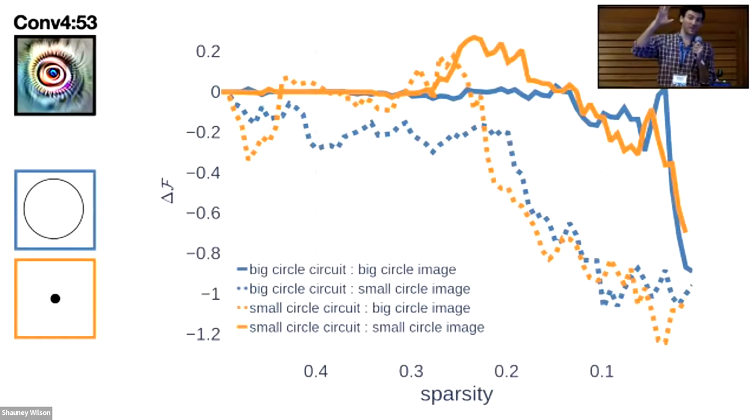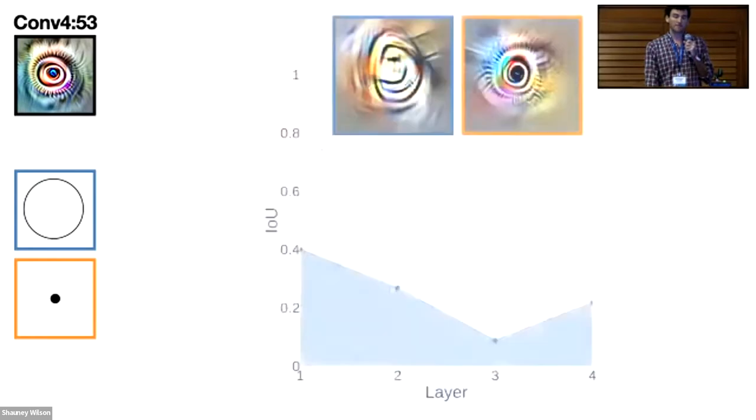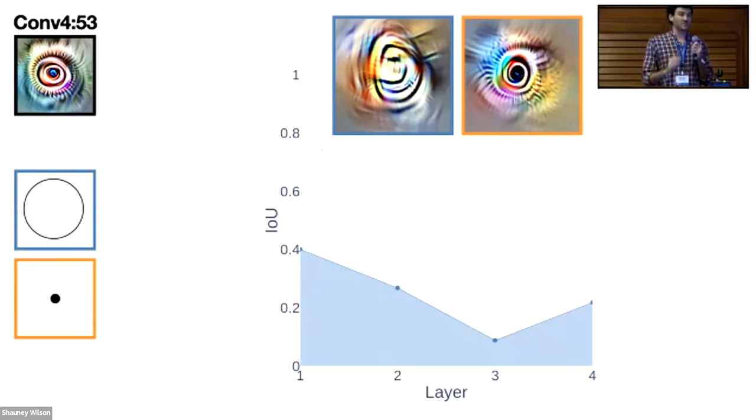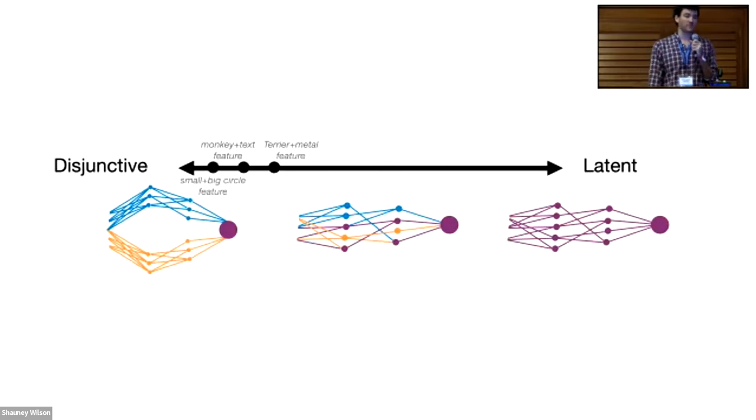If you extract a big circle subnetwork, it's not a good small circle detector, and vice versa. We can look at the intersection over union at a particular sparsity level that passes our threshold. And we'll see that they totally don't overlap here, going back even farther, even into the first layer. And the feature visualizations separate out nicely. We found a big circle detector and a separate small circle detector. Cool. Okay, so this is even more disjunctive.